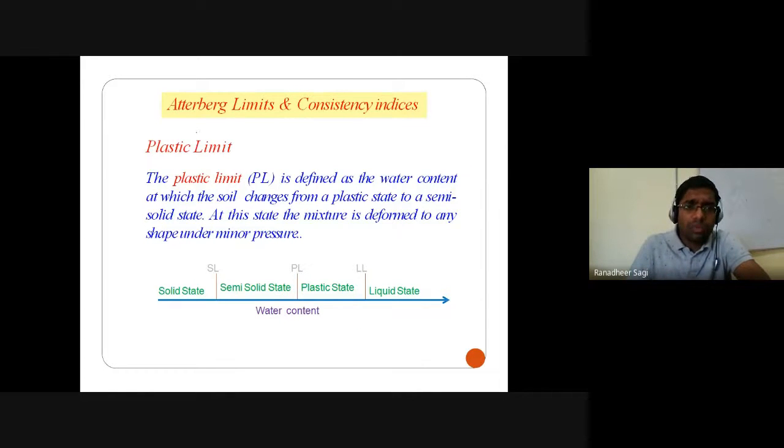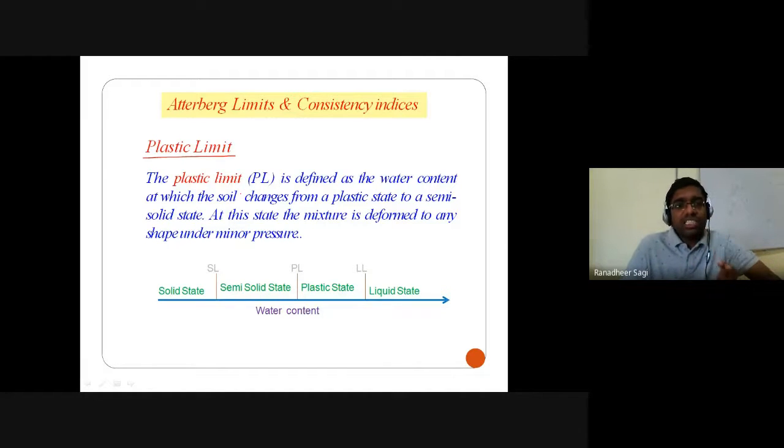Next is how to determine the plastic limit value of the given fine grained soil. The plastic limit is the water content at which the soil changes from the plastic state to the semi-solid state, or from the semi-solid state to the plastic state. That water content at which the state of the soil changes from plastic to semi-solid or semi-solid to plastic is what we call the plastic limit value of the soil.